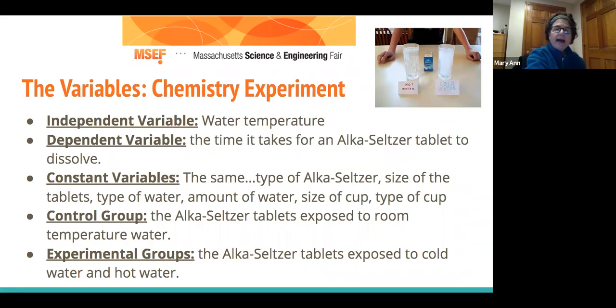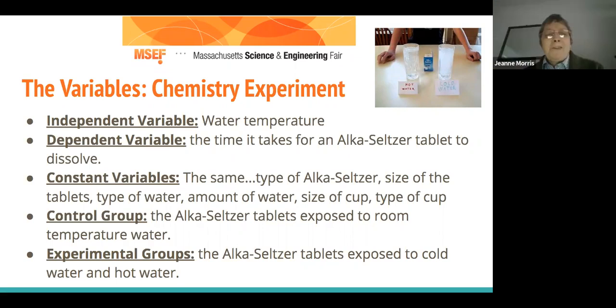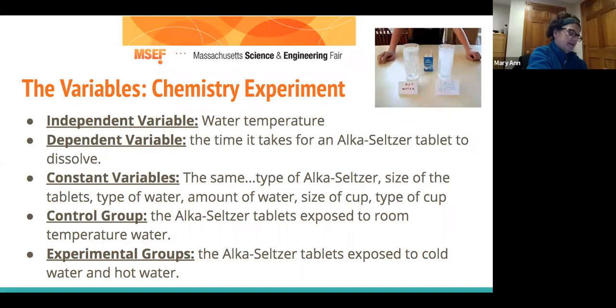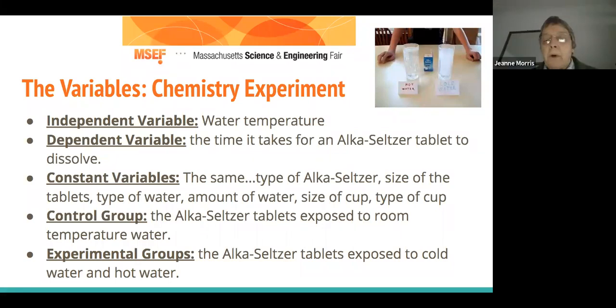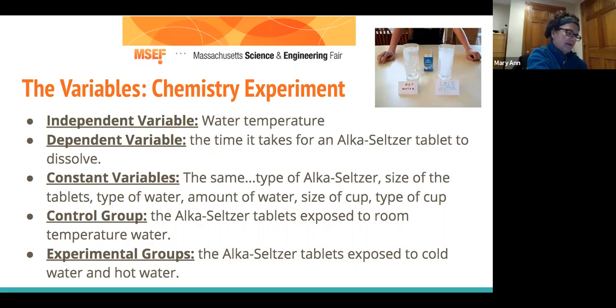So let's write that in an if-then statement. Go ahead, Jean. I would say, what I try to have them do is, what is it that they're trying to solve in their problem statement? Yeah. Right. So what effect does water temperature have on the rate of Alka-Seltzer dissolving? Yeah.